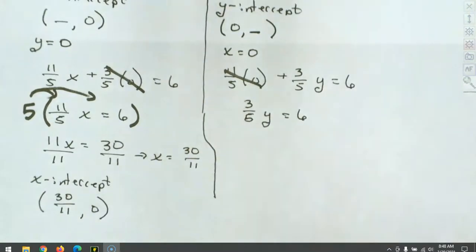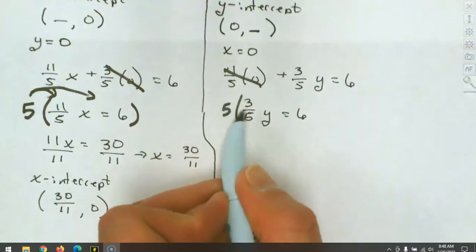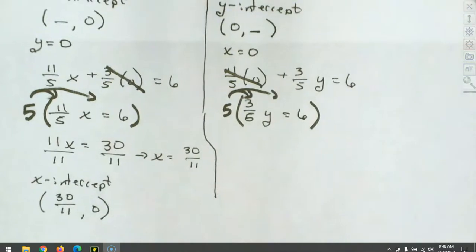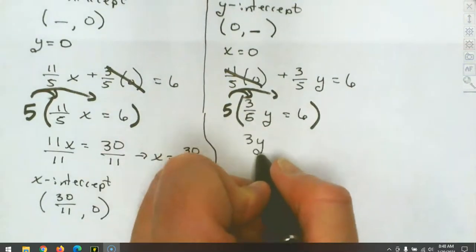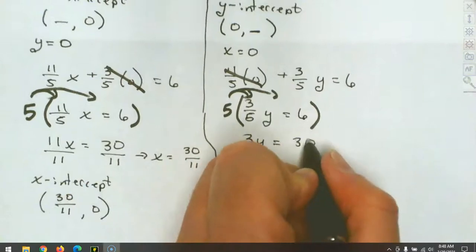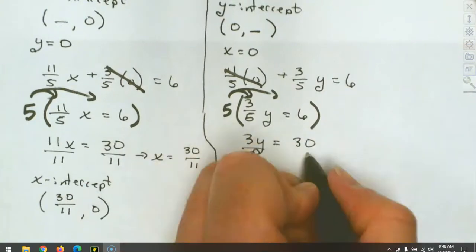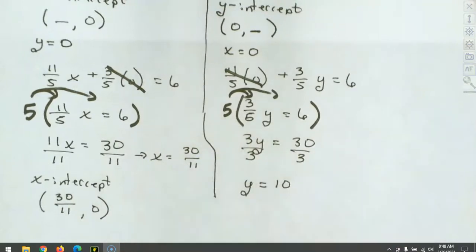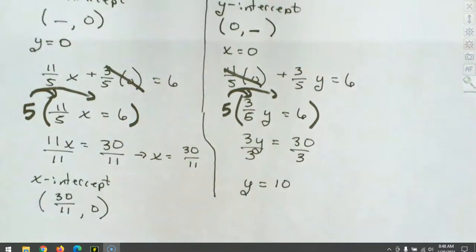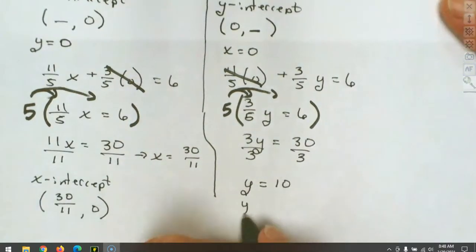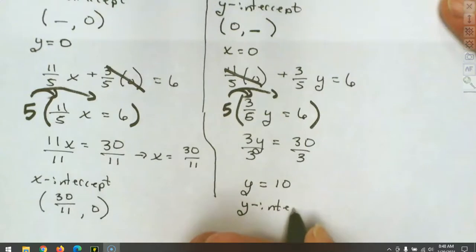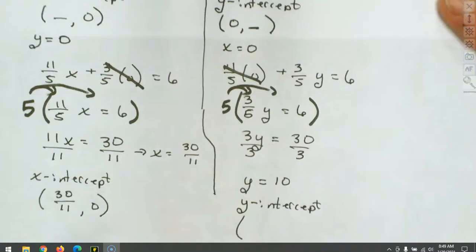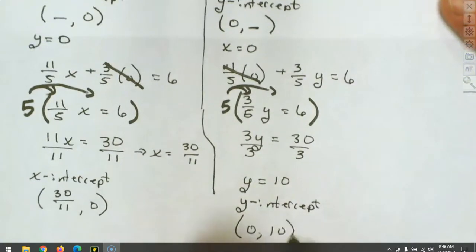We'll multiply everything by a 5 again to get rid of our fractions. And that leaves you then with 3y equals 30. We'll divide by our 3. And that leaves you with y equals now 10. And so what does your y-intercept look like as an ordered pair? Well, your y-intercept as an ordered pair would now be 0, comma 10.